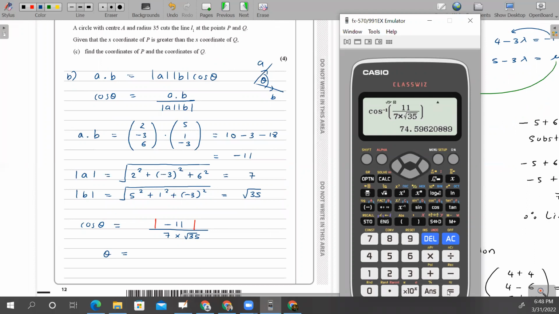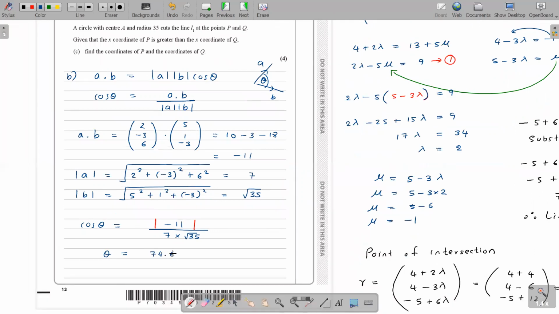What do I get? 74.596. They want the answer to 1 dp, right? So 74.6. 74.6 degrees. Are you okay with this?